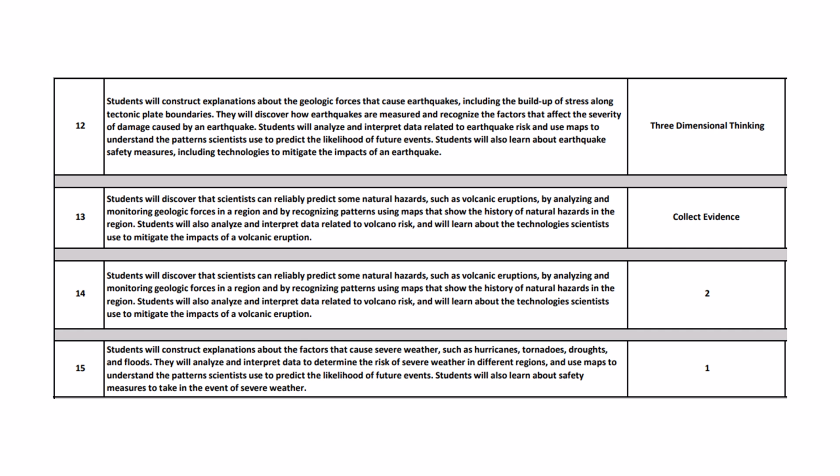Students will discover that scientists can reliably predict some natural hazards, such as volcanic eruptions, by analyzing and monitoring geological forces in the region and recognizing patterns using maps that show the history of natural hazards in the region. Students will be able to analyze and interpret data related to volcano risks, and will learn about technology scientists use to mitigate the impacts of a volcanic eruption.